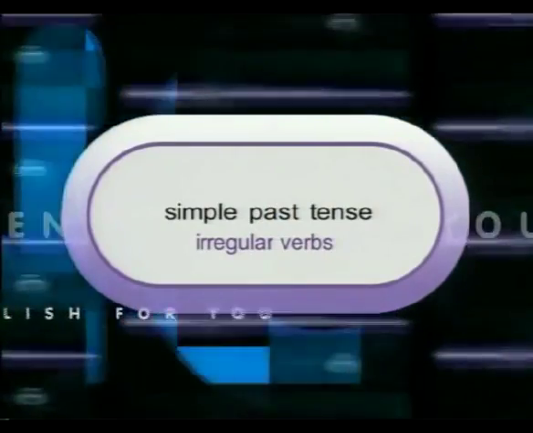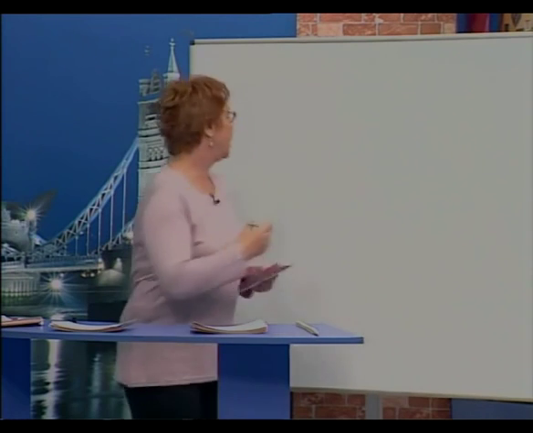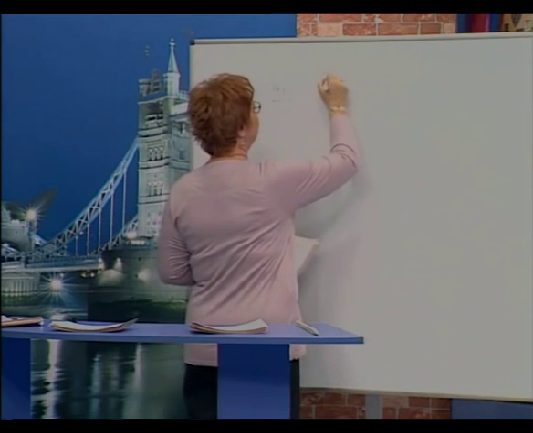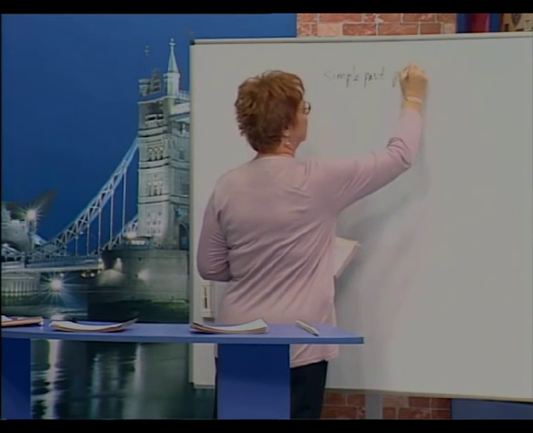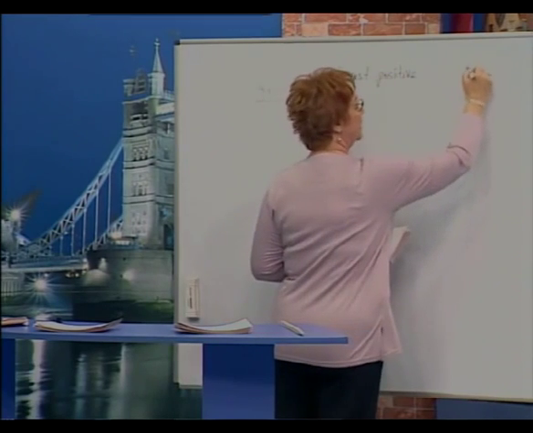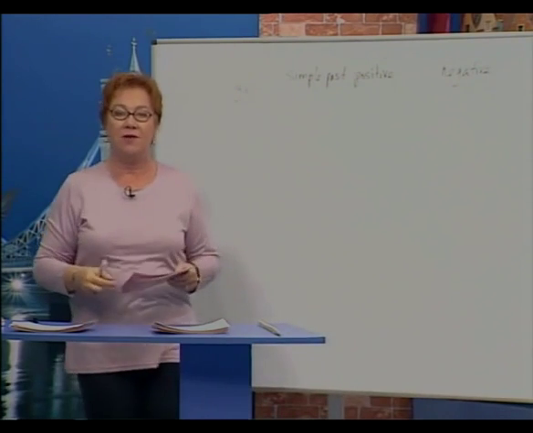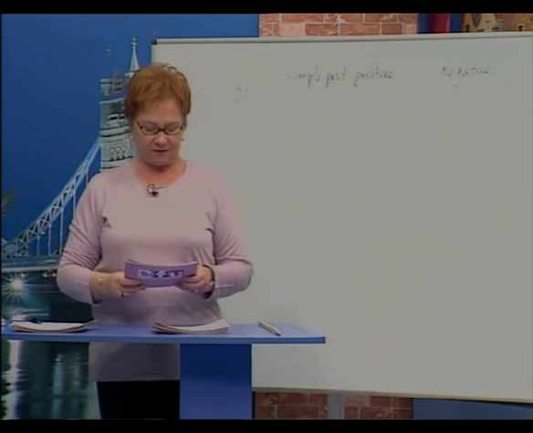Simple past tense. Irregular verbs. Now, we're going to look at some irregular verbs that we use a lot in English. The first one is go. First, we'll look at the simple past positive, and then we'll look at the simple past negative. And you can see the patterns. Now, if you look at your screen, you will see what go looks like in the past.